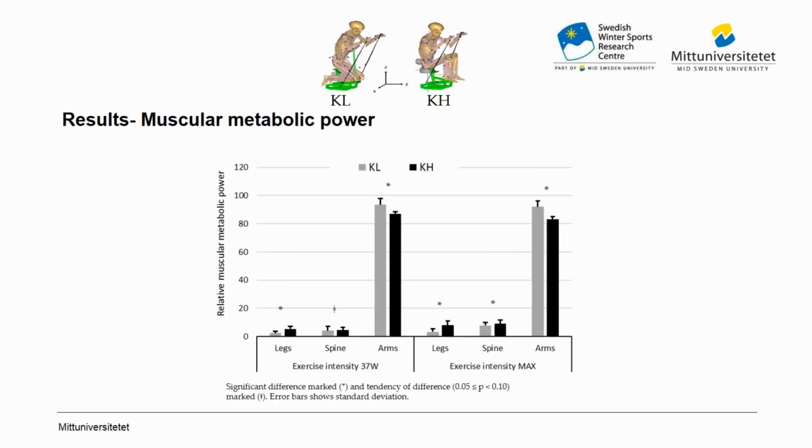For the muscular metabolic power, this study showed that cross-country sit skiing was driven by arm and shoulder muscle power in general, in both sitting positions mostly. But the results also showed that the knee-high, the KH sitting position, had less arm power and slightly more from hips, legs, and spine muscle involvement.